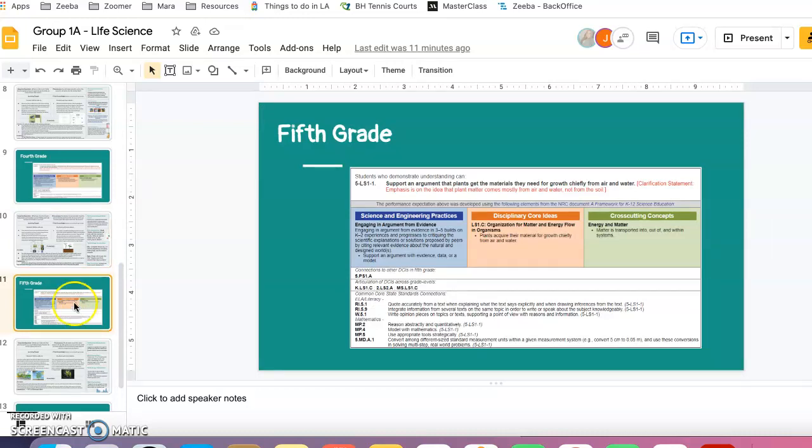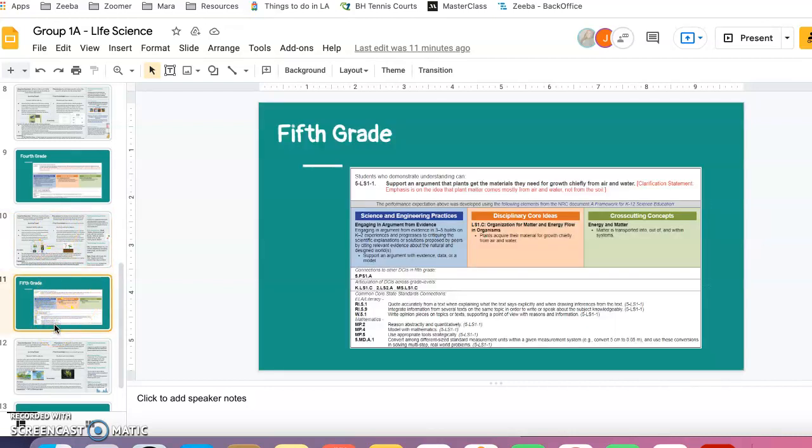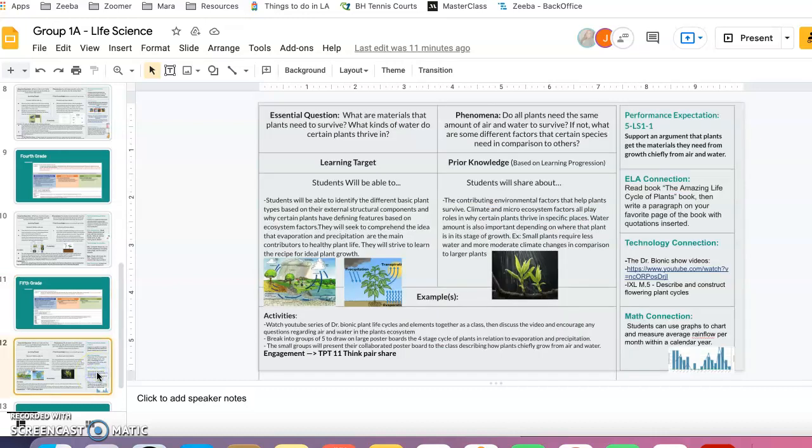This performance expectation is going to be 5-LS1-1, and it's going to be to support an argument that plants get the materials they need for growth, chiefly from air and water. This is a great beginning kind of lesson for fifth graders, because it definitely goes over these core broad ideas about how plants survive based on their environment, through precipitation and air.